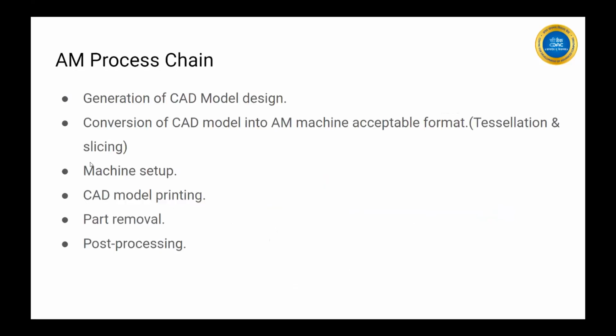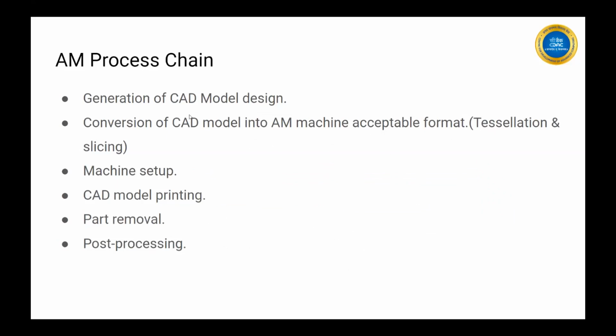Okay. So the next one is the AM process chain. So consider you have a 3D printer. What are the steps involved in making a 3D printed part? So the first one in that is generation of a CAD model. I hope all know what a CAD design is. CAD is computer aided design.